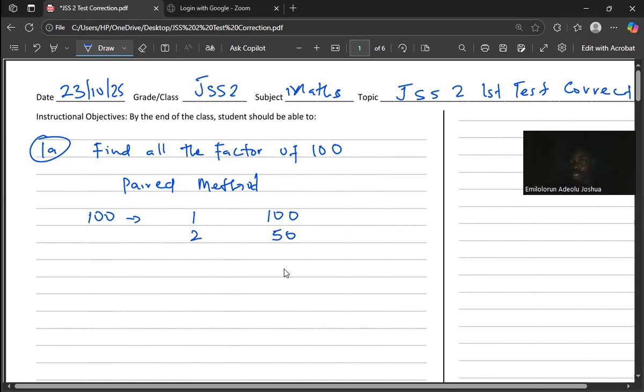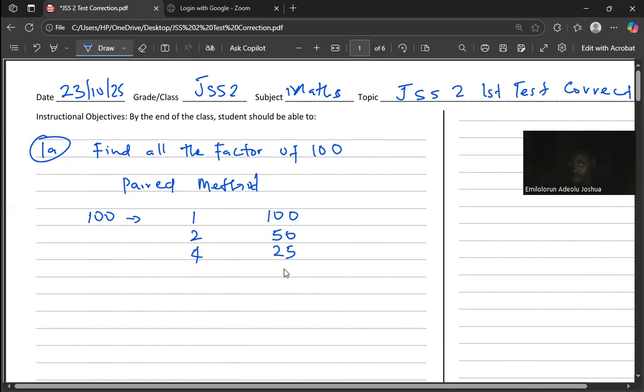So after 2 is 3. Does 3 go in 100? Does 3 divide 100? No, sir. So we don't use 3, we go straight to 4. Does 4 divide 100? Yes, sir. How many times? 25 times. So after 4 is 5.